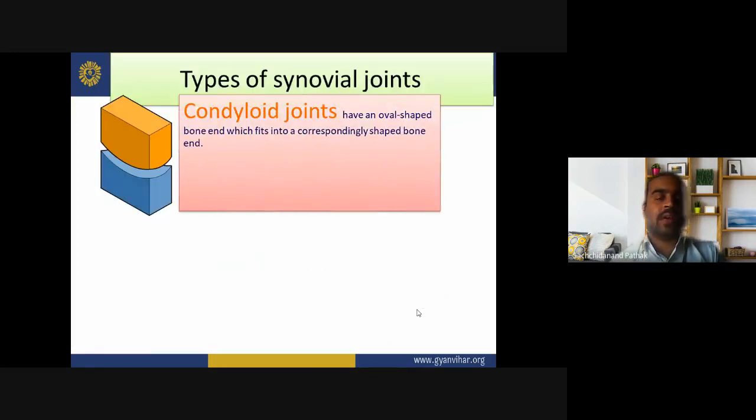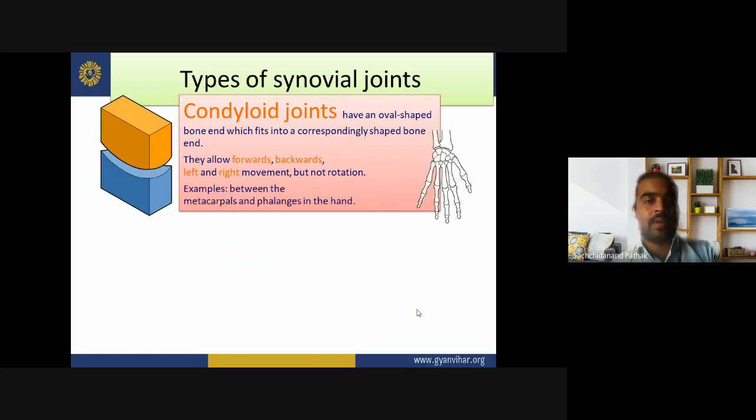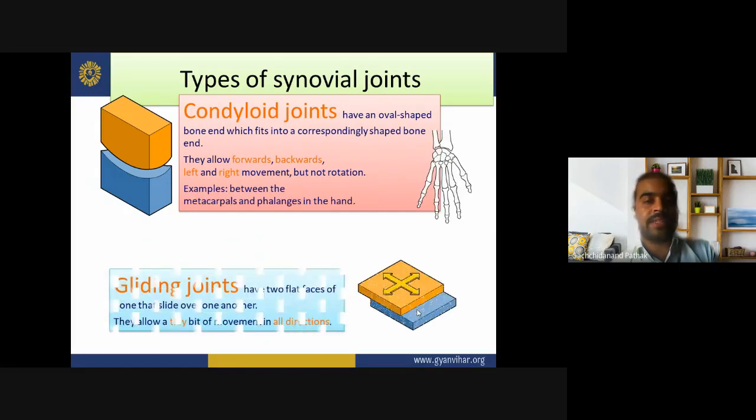So you can see how the condyloid joints look. Condyloid joints have an oval shaped bone end which fits into the corresponding shaped bone end, and they allow forward, backward, left and right movement, but not rotation. You cannot rotate these, but forward and backward movement is possible. Between the metacarpals and phalanges in the hand.